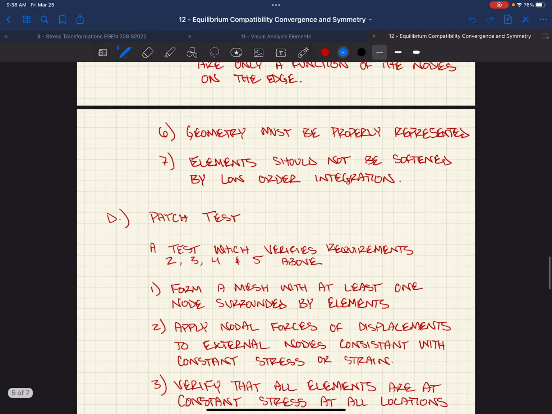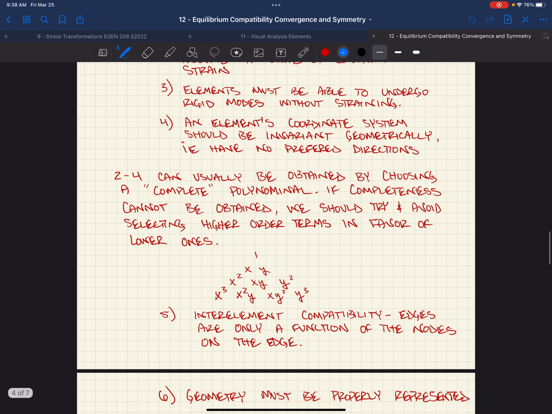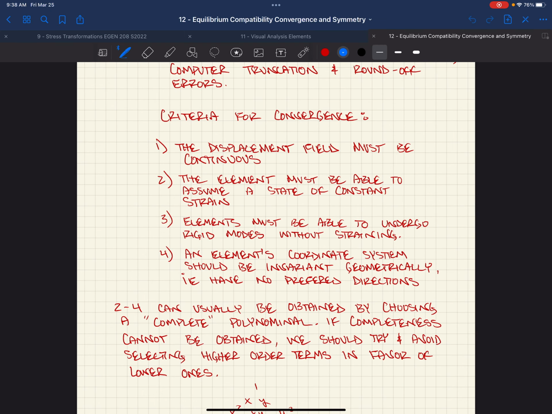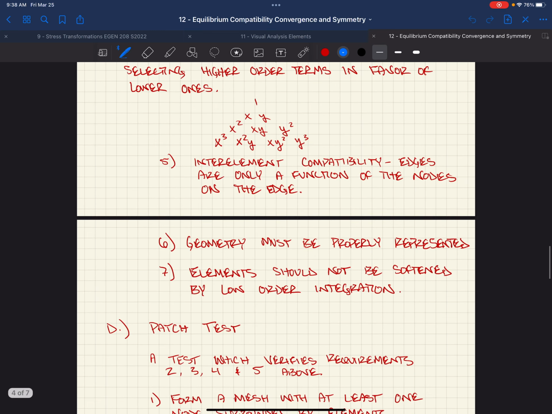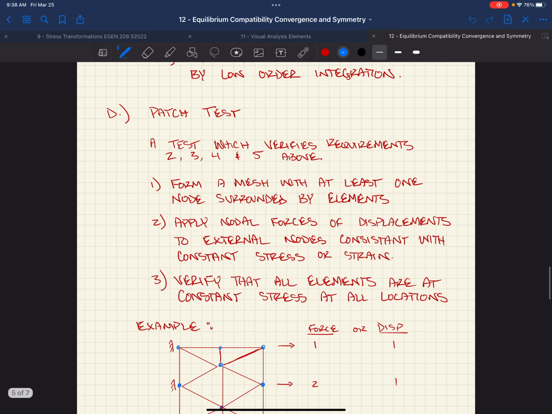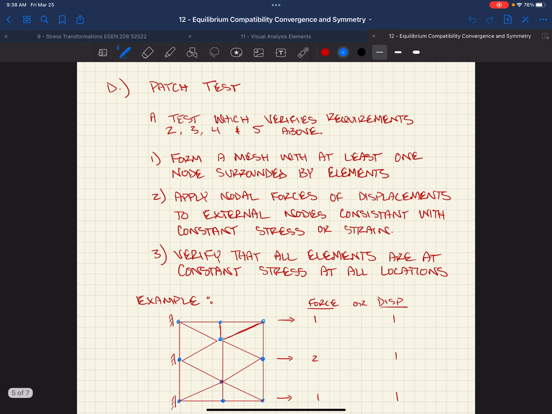They've come up with a test to test 2 through 5 up above. 2 through 5 is right, we had that stated: constant strain, it can go under rigid body modes, it has no preferred coordinate system, and it has inter-element compatibility. It's called the patch test. What do you do for the patch test? Well, you form a mesh that has at least one node surrounded by elements, okay?